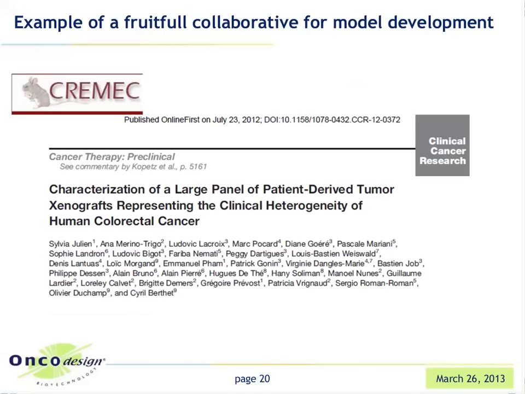All the work that has been presented so far on the colorectal cancer has been published in more detail. This was part of the Genomic consortium that we've been part of, that we actually were the leader of the group. And this article has been published in Clinical Cancer Research last October. So if you want full details, we'll be happy to share the data, but you can also find them in this publication.